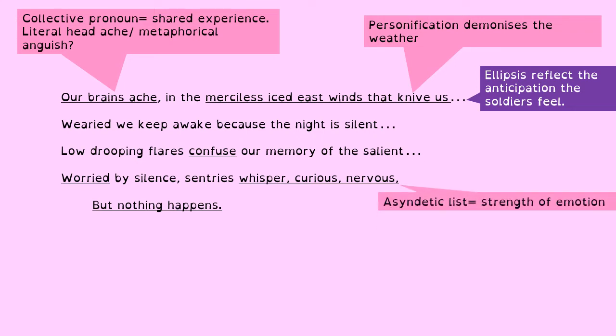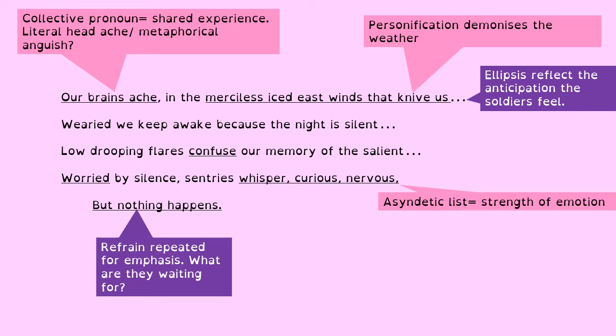The asyndetic list here of "whisper, curious, nervous" shows the strength of emotion that the soldiers are feeling. So they're feeling confused, they're worried, they're whispering, they're curious, they're nervous. These are the sensations and these are the emotions that they have to deal with on a daily basis. And despite the fact that they feel so anxious and het up, the refrain, "but nothing happens," is repeated to show that nothing does happen. So they've got all of this nervous energy pulsing through them, but sometimes they can go days without any action, any of this glorified war that they were told that they were going to experience when they signed up.